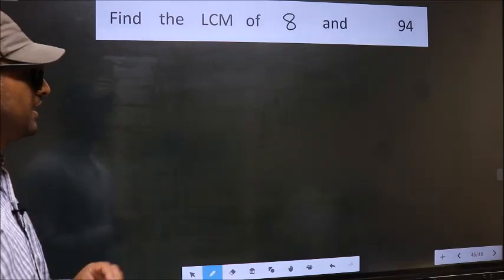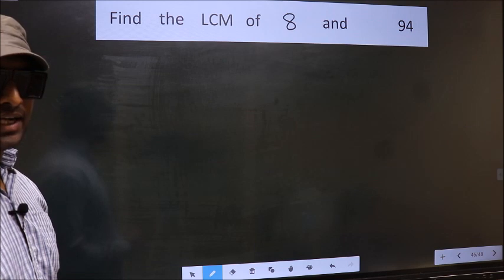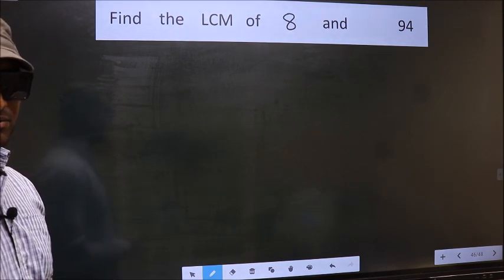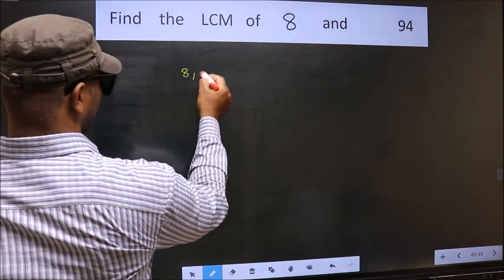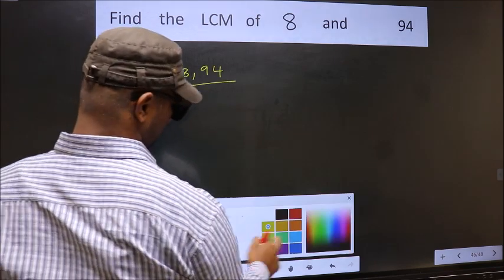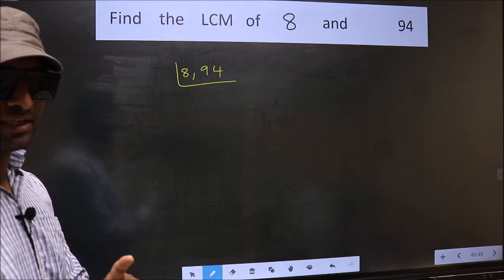Find the LCM of 8 and 94. To find the LCM, first we should frame it in this way: 8, 94. This is your step 1.